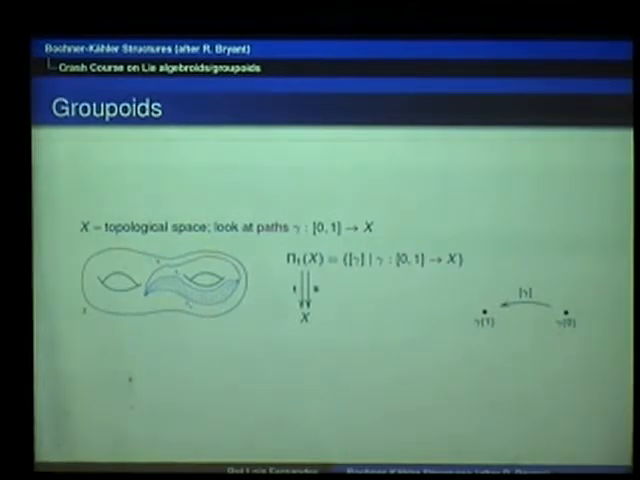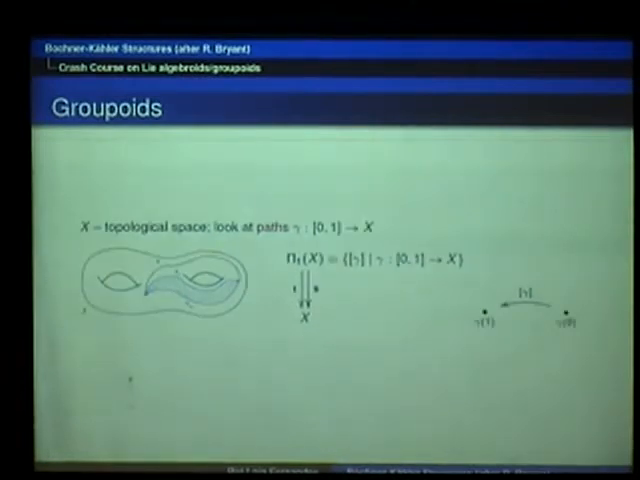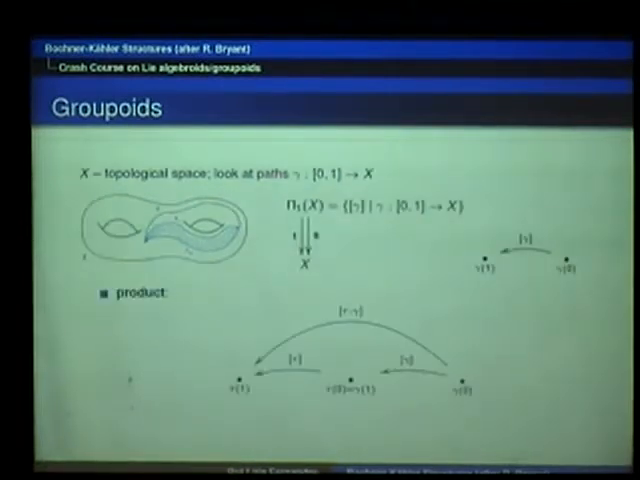And these things have some structure. Of course, it has a source and a target map, which is just, to this arrow, I assign the source and the target. And I can compose them whenever two such things match. The point is that if I take paths and concatenate them, the homotopy class of the concatenation only depends on the homotopy classes of the paths I started with. So this is a well-defined operation on the set of homotopy classes of paths.